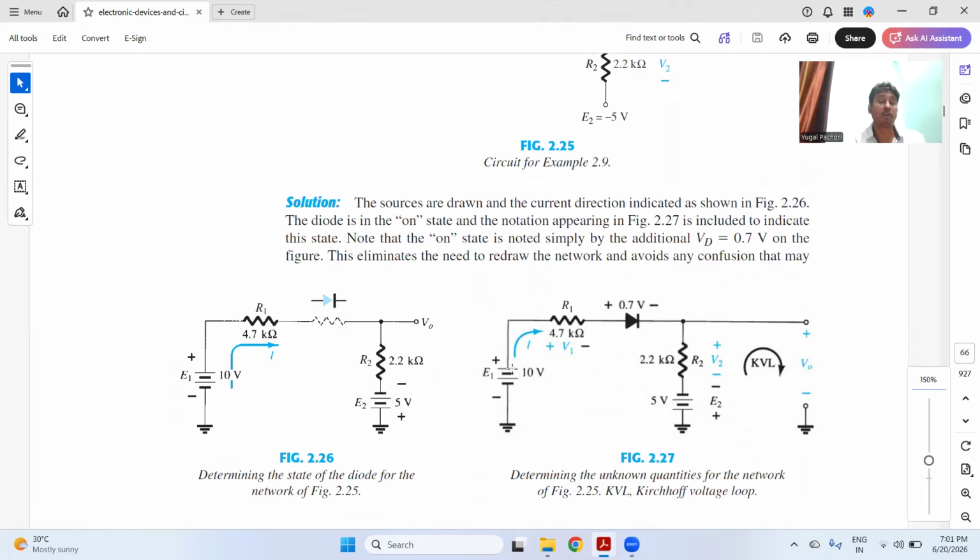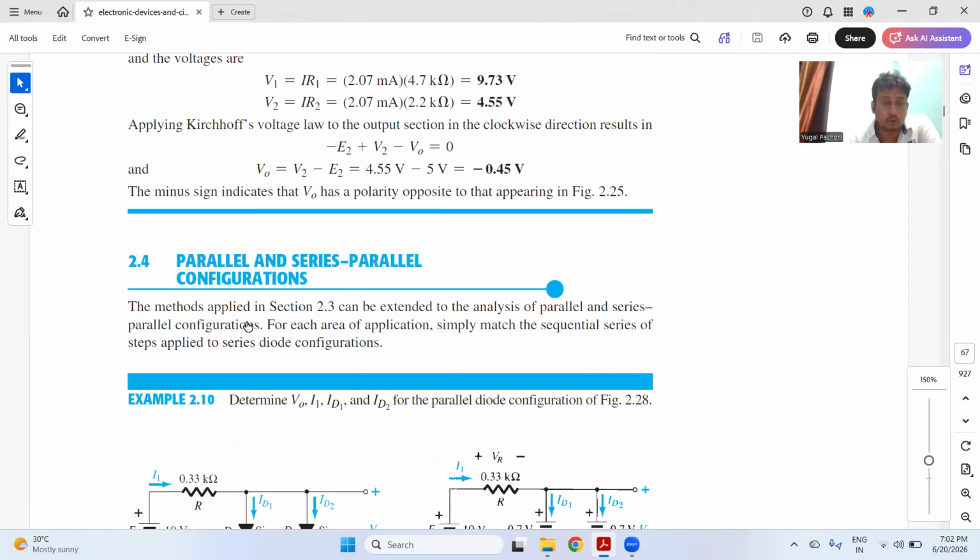Then again, you will follow the Kirchhoff current law to understand the operation of the circuit while diodes are connected as a part of the circuit. So you can try to figure out with these two diagrams how the current flows in this circuit when the diodes are connected into the circuit. If it is forward bias, then it will act as a short circuit. If it is reverse bias, then it will act as an open circuit. These are the basics of the diode.